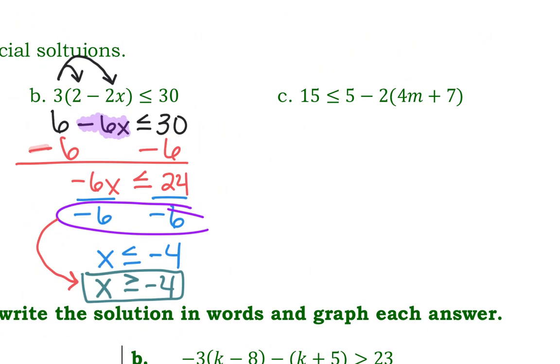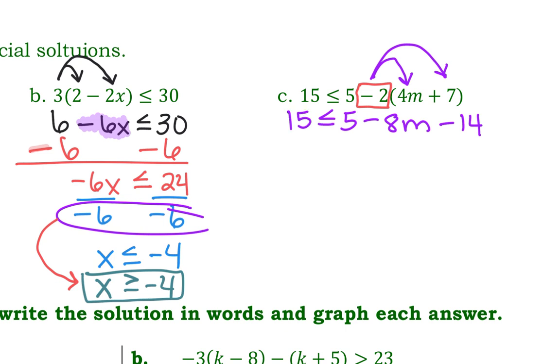All right. So on this one, what am I distributing on the right side? The -2. Make sure you always take that sign in front. This is a -2. So what's -2 times 4? -8m. And then what's -2 times 7? -14. Everything else is going to get brought down. So I'm going to bring down the 5, bring down my inequality symbol, and the 15.